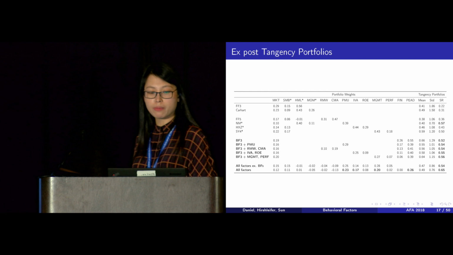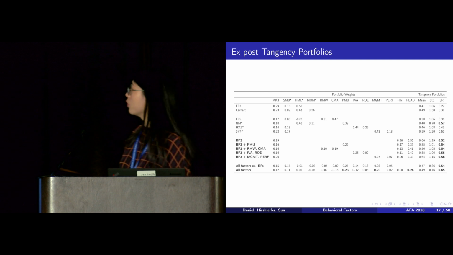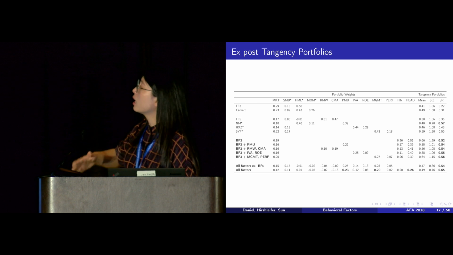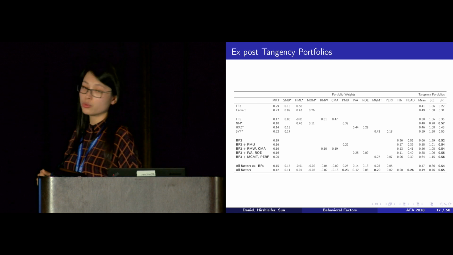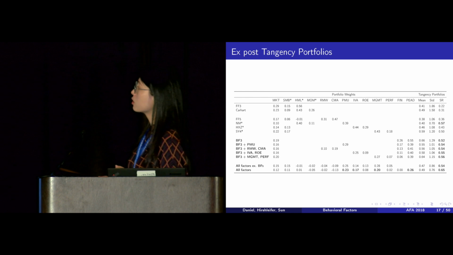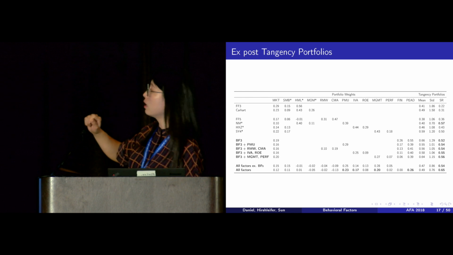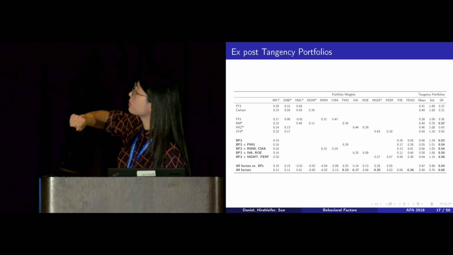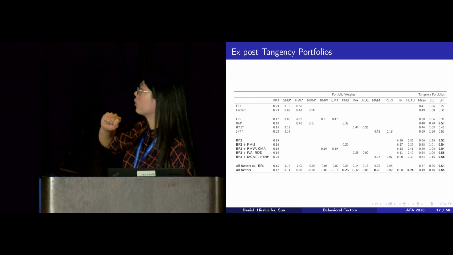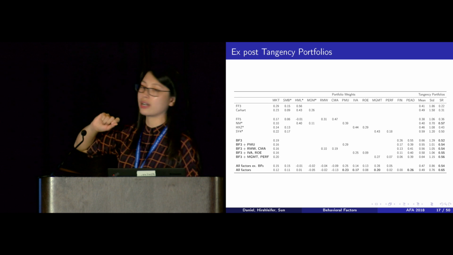And the ex-post tangency portfolio. If we focus on the sub-panel highlighted in bold, we see that if we gradually add recent factors into our BF3, the composite model, additional recent factors from the literature do not substantially increase the Sharpe ratio of the ex-post tangency portfolio. It increased from 0.52 to 0.56.